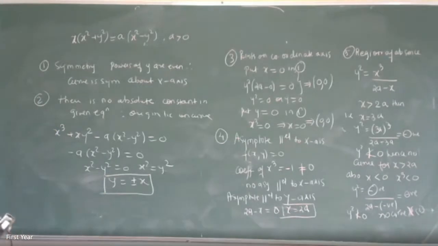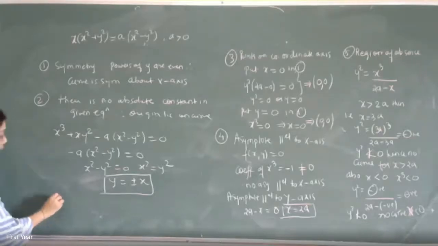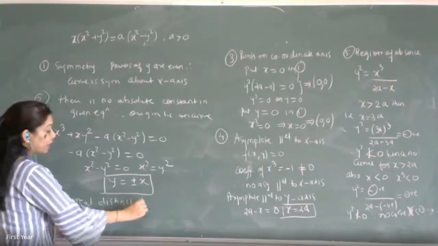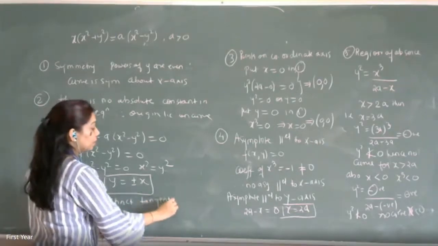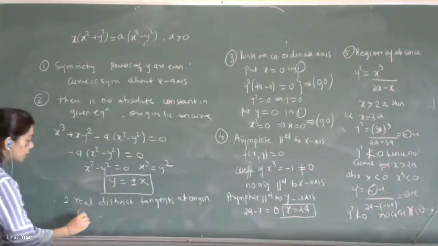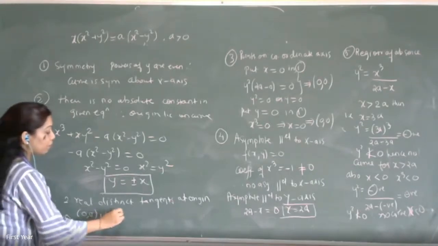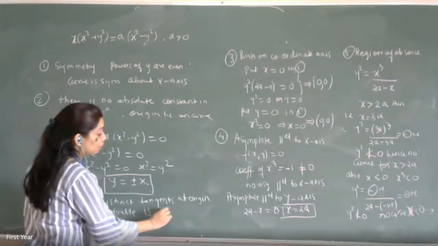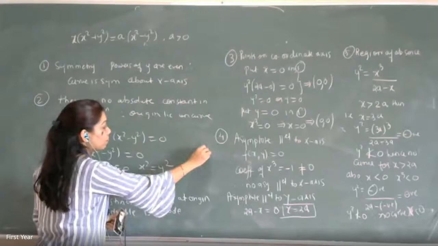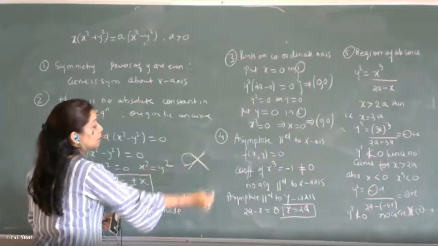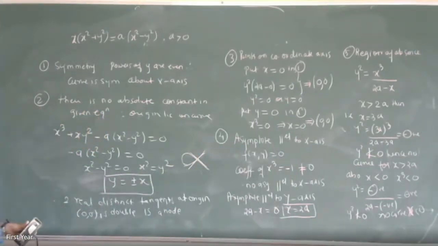Or x is equal to plus or minus y. Both of them are the same. So that means there exist two real, distinct tangents at origin. So what kind of point is this? It is a double point. That means the origin (0, 0) is a double point. What type of double point? When the tangents are distinct, it is a node. One time the curve will come like this, and this will be the tangent, and then again it is crossed, and this will be the tangent. So it's a node.